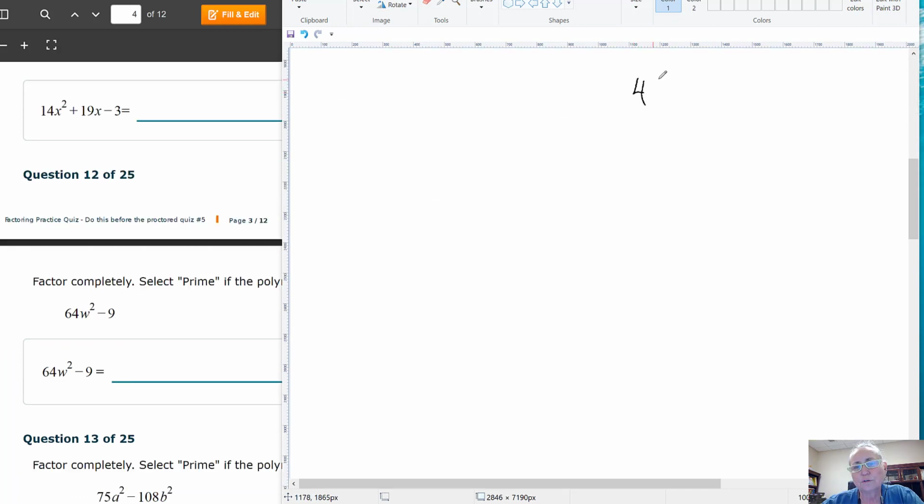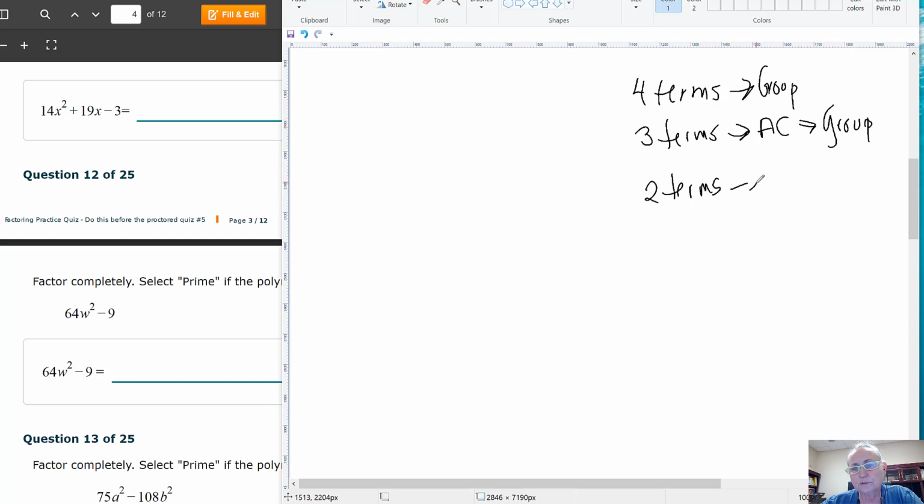If it's 4 terms, you group. If it's 3 terms, you AC, and then you group. And if it's 2 terms, you're going to look for a pattern. Okay? And of course, greatest common factor comes before any of this. So you got to look for your greatest common factor.